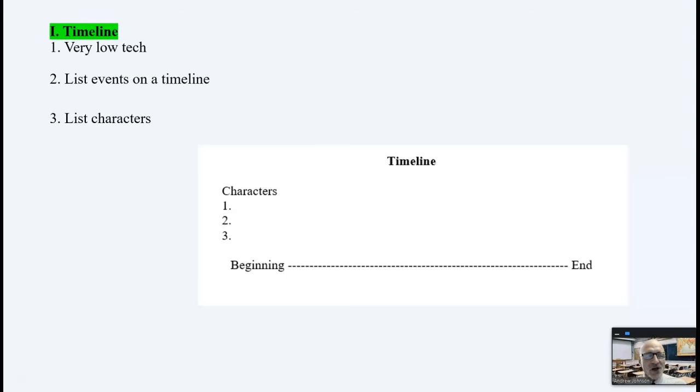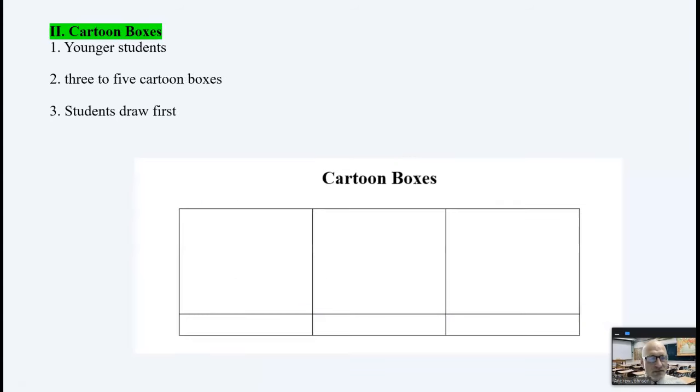The first one is a very low tech thing. It's the timeline. To help students write narrative writing, simply list events that occurred on a timeline and characters up here. And once they get that, they can begin to write their narrative. This can be done with creative writing, biographies, memoirs, autobiographies. The timeline. Not that difficult, but again, a little structure.